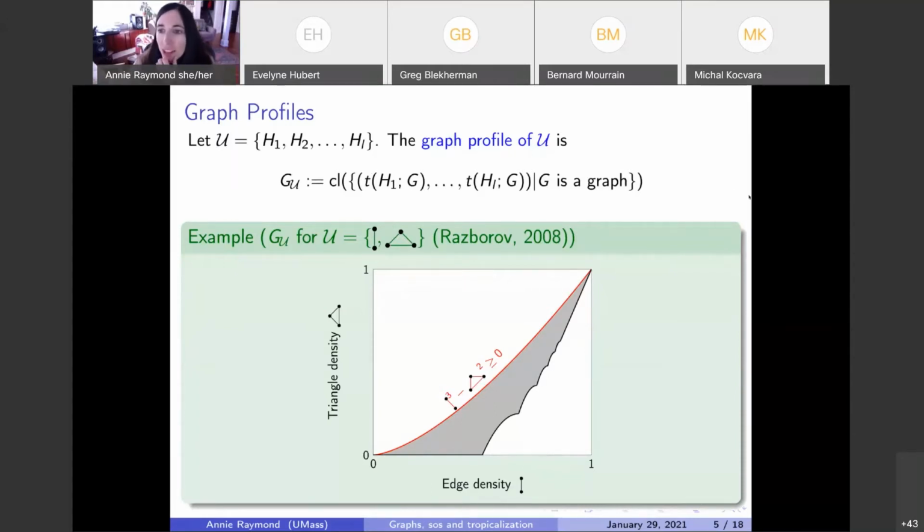And so, okay, there's a question. Do you get the same graph profile if you consider only densities in the limits? So in the case of homomorphism densities, we can consider all graphs, either finite graphs or graphs where the number of vertices goes to infinity. If I wanted to talk about either subgraph densities or induced densities, then I would want to look only at graphs where the number of vertices goes to infinity. Does that make sense, Daniel?